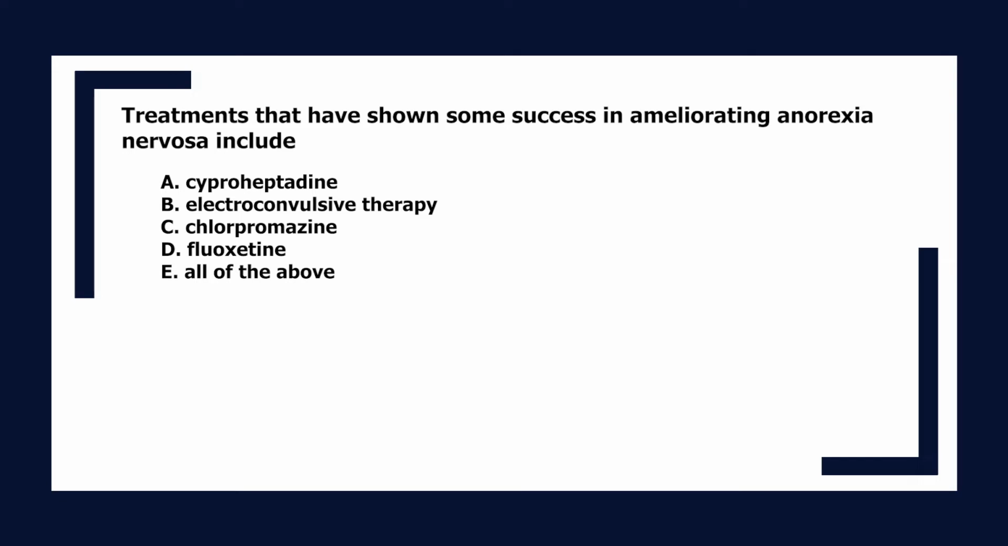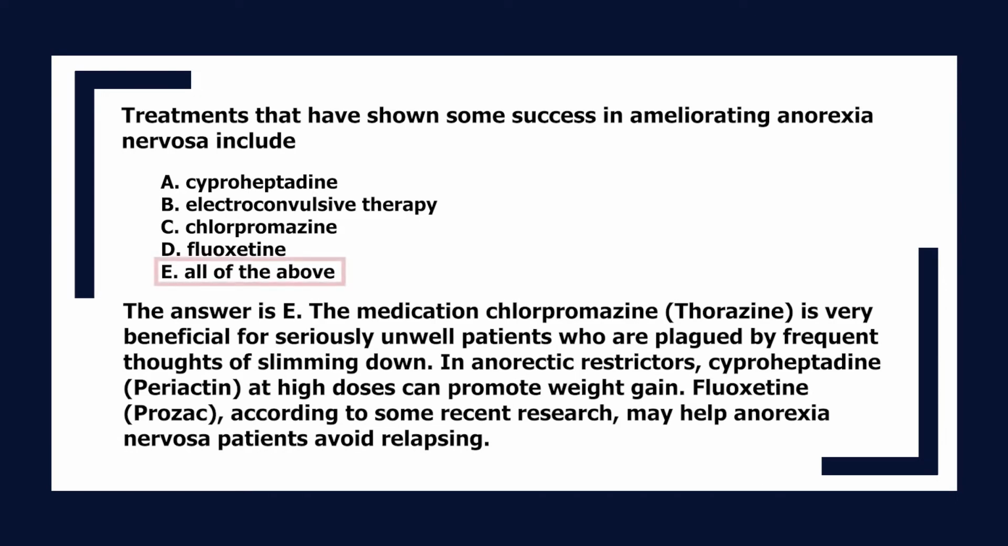Treatments that have shown some success in ameliorating anorexia nervosa include A. Cyproheptadine B. Electroconvulsive therapy C. Chlorpromazine D. Fluoxetine E. All of the above. The answer is E. The medication chlorpromazine is very beneficial for seriously unwell patients who are plagued by frequent thoughts of slimming down. In anorectic restrictors, cyproheptadine at high doses can promote weight gain. Fluoxetine, according to some recent research, may help anorexia nervosa patients avoid relapsing.